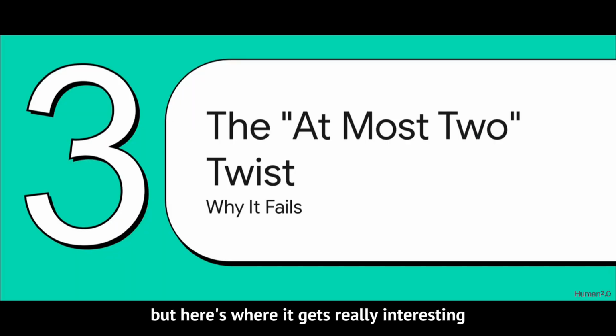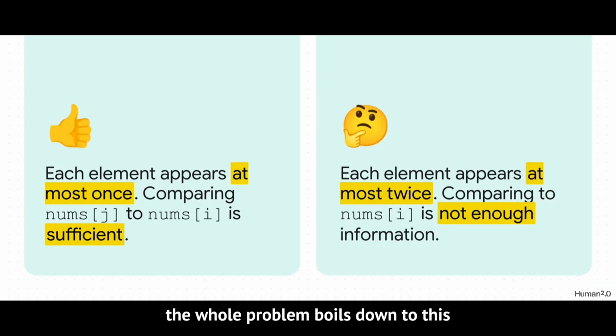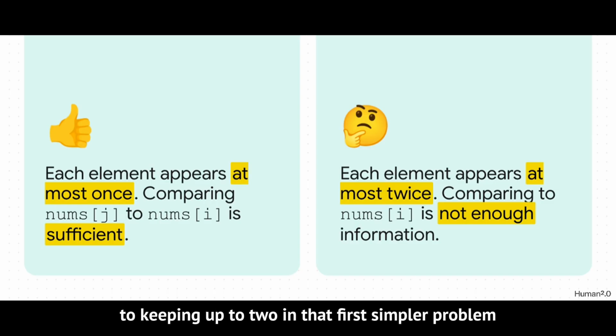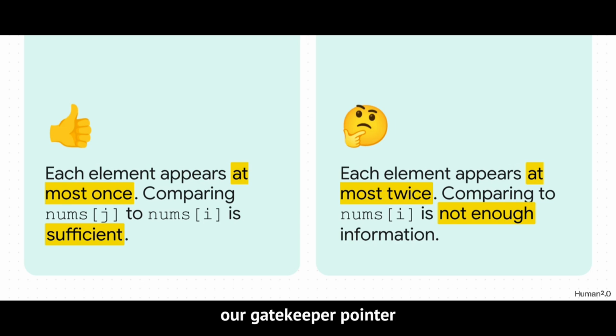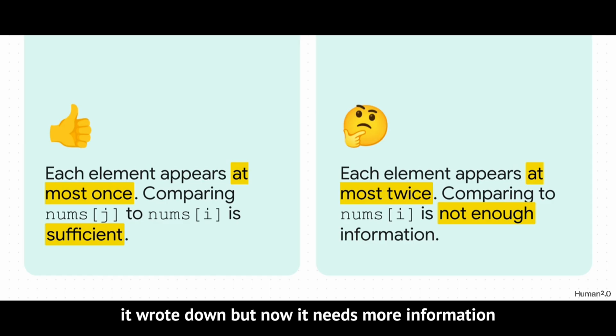But here's where it gets really interesting. That simple, elegant logic totally falls apart the second we introduce our new rule, allowing duplicates up to two times. The whole problem boils down to this: going from keeping one of each number to keeping up to two. In that first, simpler problem, our gatekeeper pointer only had to look at the last number it wrote down. But now, it needs more information.